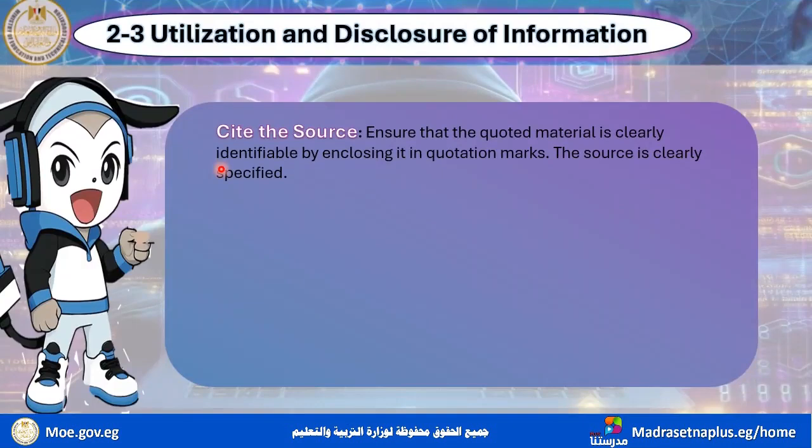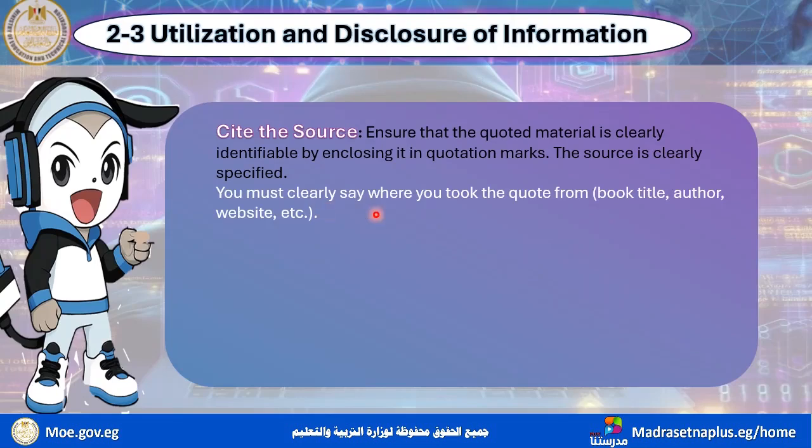And of course, rule number 4 is cite the source. So I quoted from Taha Hussein's verse. I have to mention that these words belong to Taha Hussein, not my own words. So cite the source. Ensure that the quoted material is clearly identifiable by enclosing it in quotation marks and the source is clearly specified. You must clearly say where you took the quote from: book title, author, website, and so on.